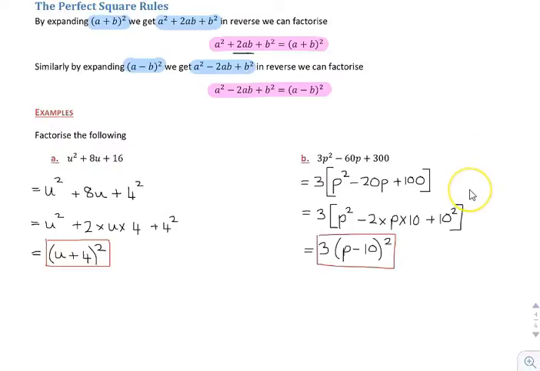So this is using the perfect square rules, where we recognize that the middle term is 2 lots of the first term and the last term, giving us our expression that we're required to get.